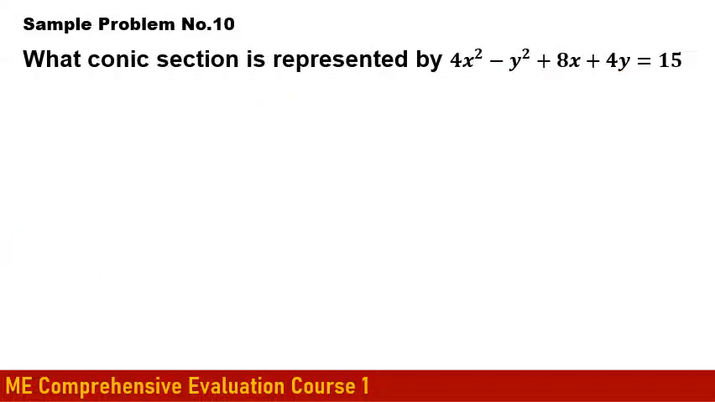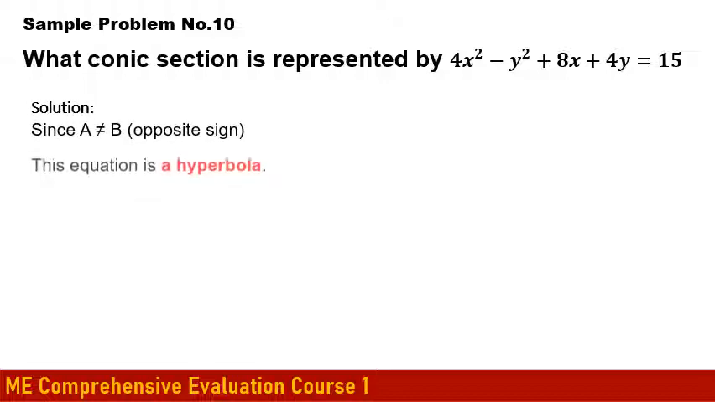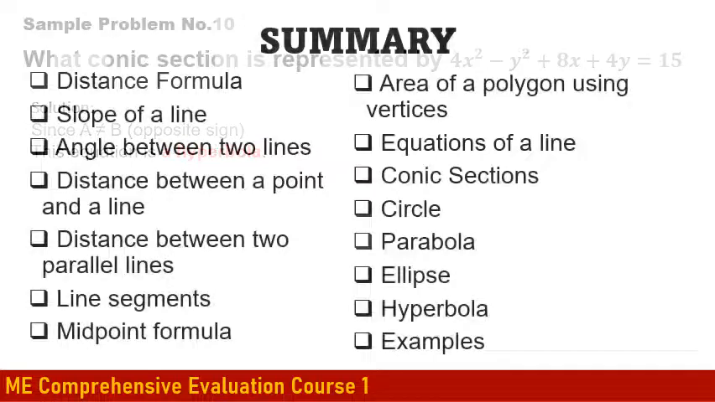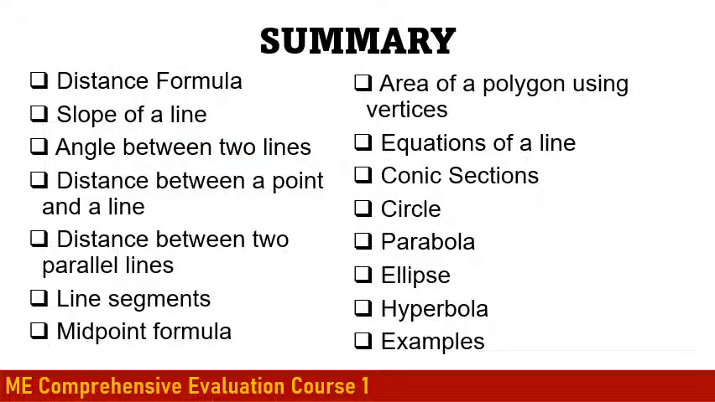What conic section is represented by 4x squared minus y squared plus 8x plus 4y is equal to 15? By inspection, since A is not equal to C and they have opposite signs, the equation is a hyperbola. As a summary, in this lesson we were able to discuss lines and the conic sections.